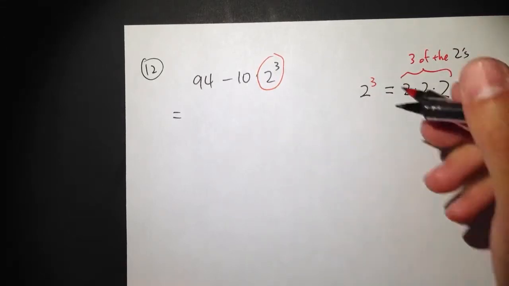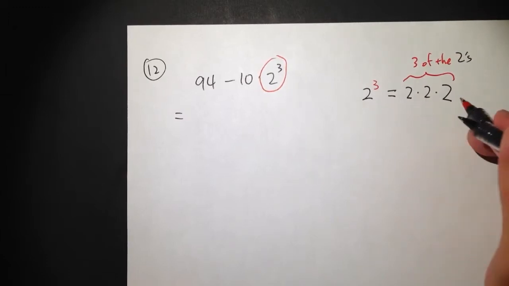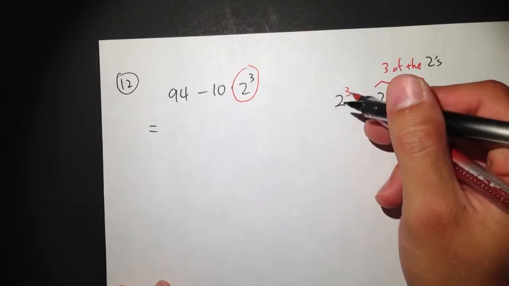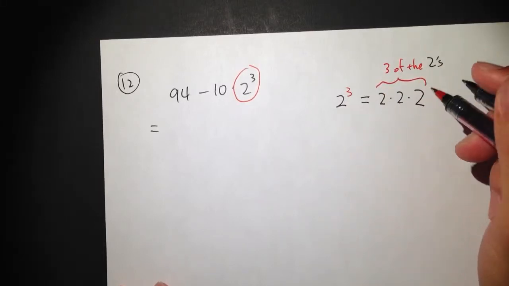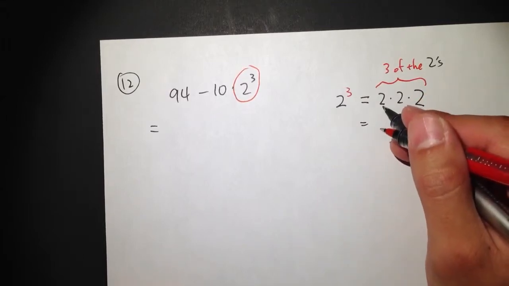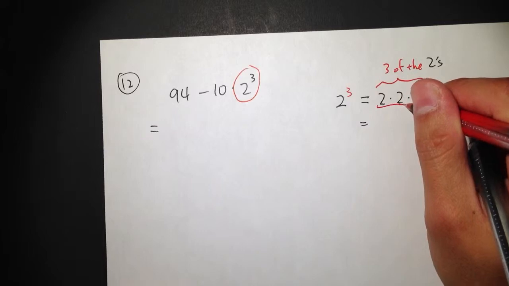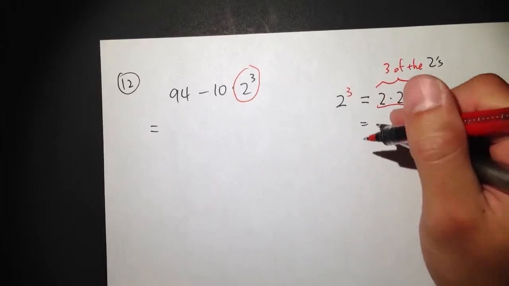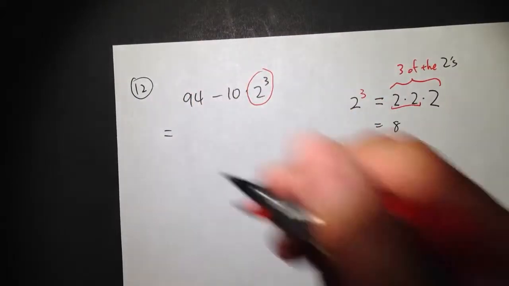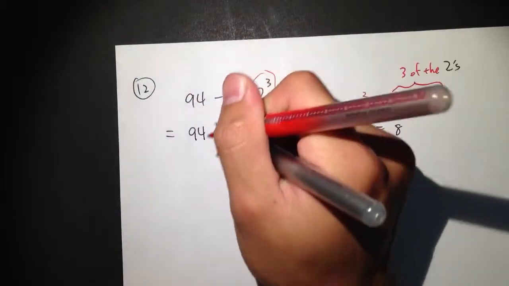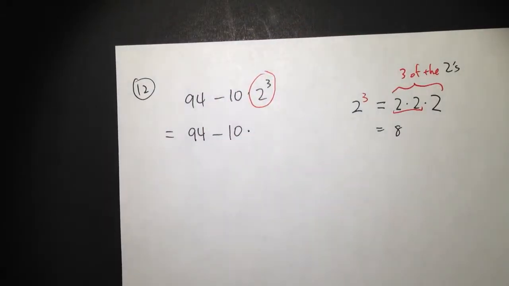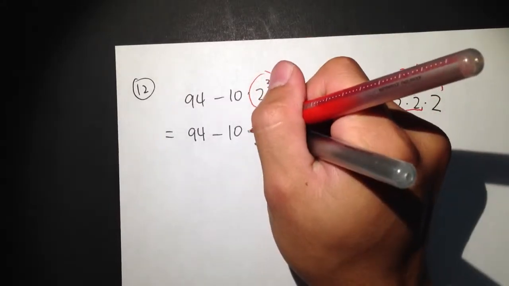So the exponent means how many times you need to write down the base number. Since it was a 3, we need to write this down 3 times, and then it's just a matter of multiplying this out. 2 times 2 is equal to 4, and then 4 times 2 is equal to 8. These we haven't changed yet, so bring down the 94, bring down the minus 10, and maintain the multiplication dot. 2 to the third power is equal to 8.